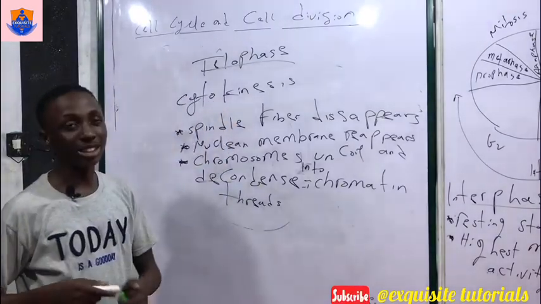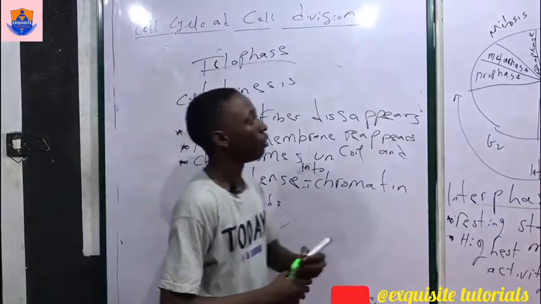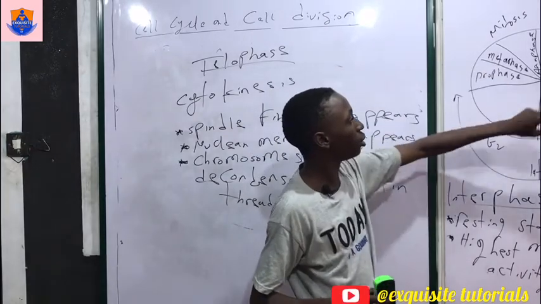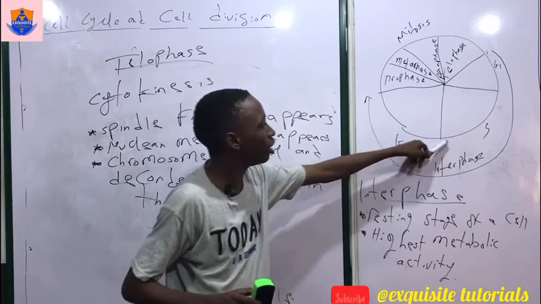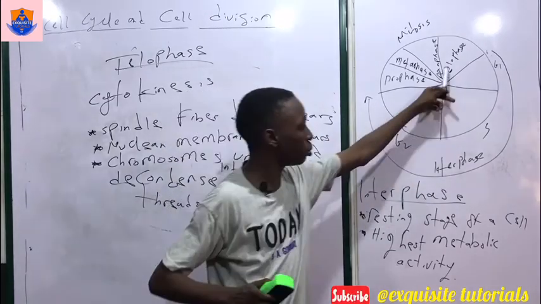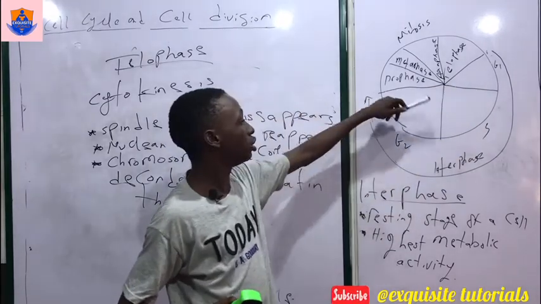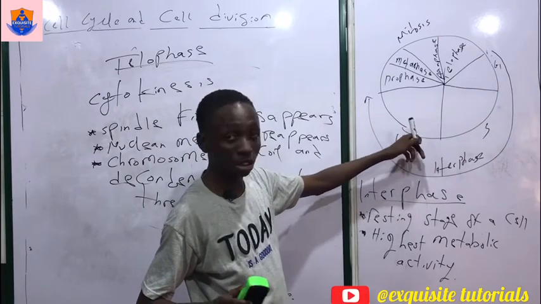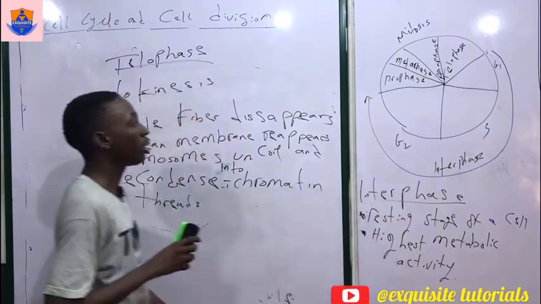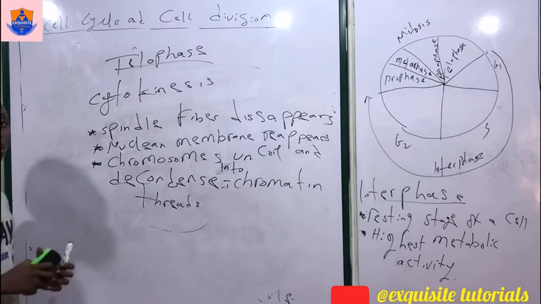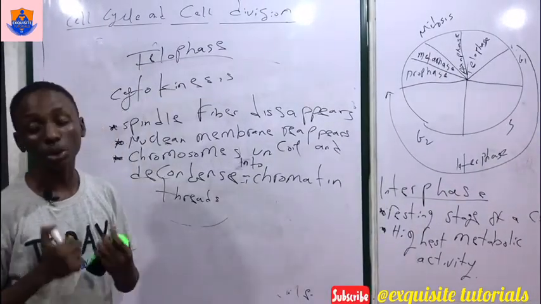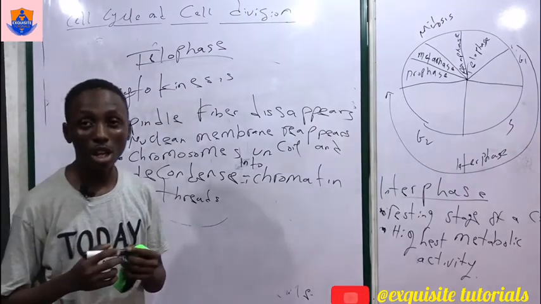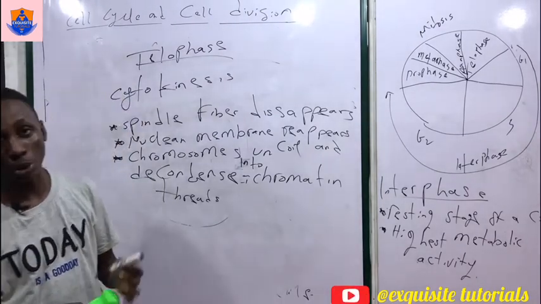So we can see that it's a cycle. It's a cycle from the prophase to the metaphase to the anaphase, then the telophase, then back to the interphase stage, the G1, S, and then the G2 stage. Now another thing you should also note is that the prophase is the longest stage of mitosis.